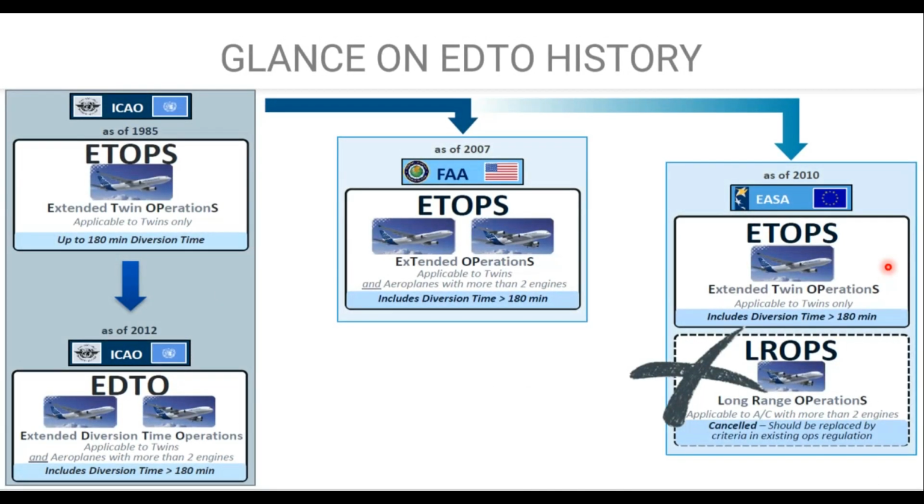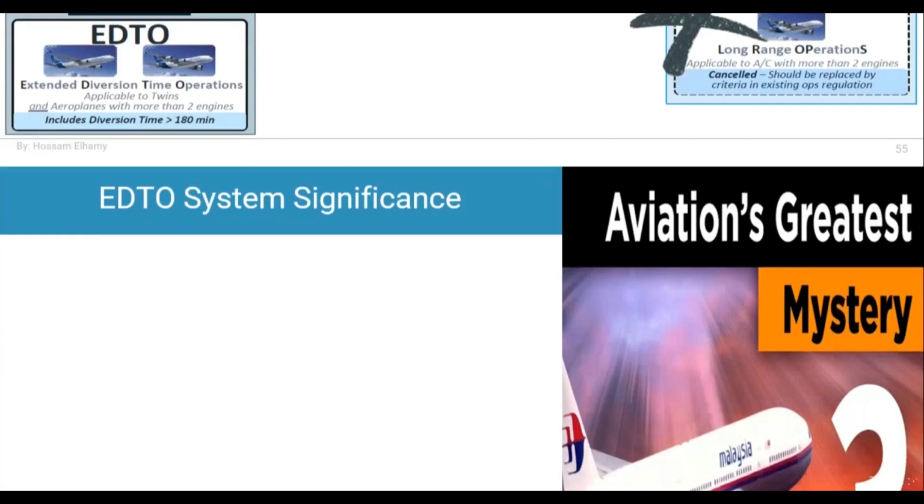So moving to the history of EDTO, as I said, commercial flights started in the 1950s after the Chicago Convention of 1944, and I mean the first step towards flight safety. And then in 1985, ICAO started to introduce the ETOPS operations, all the way until 2012, when they started to introduce the EDTO operations.